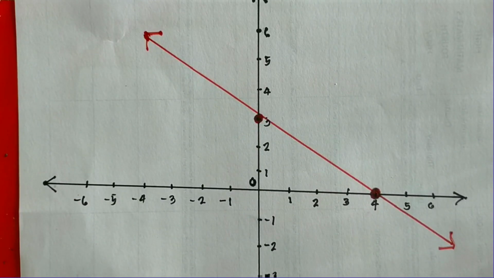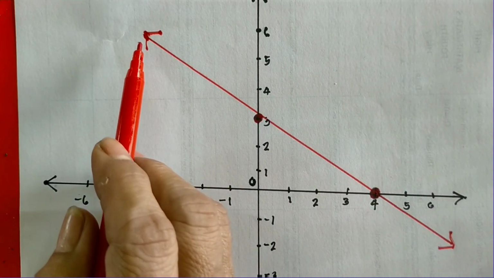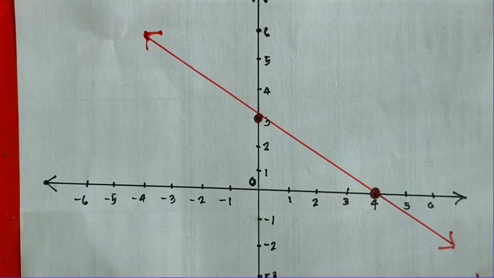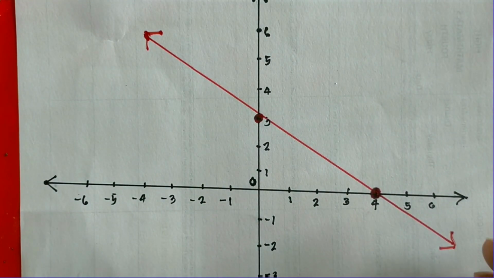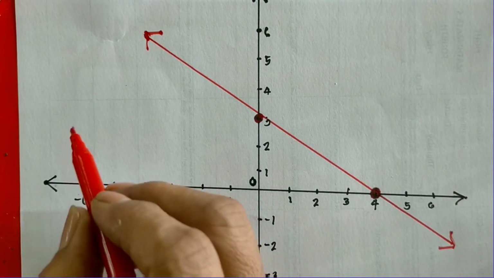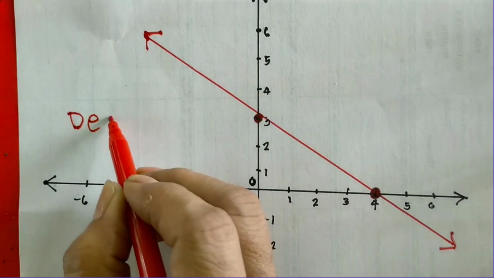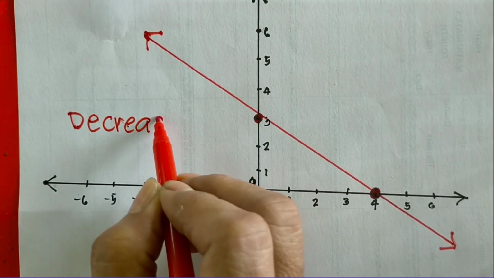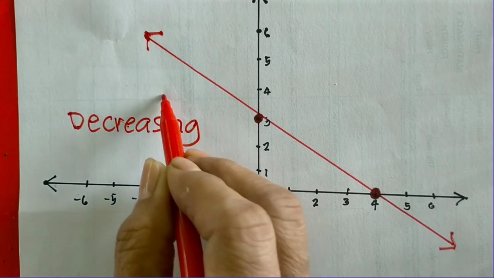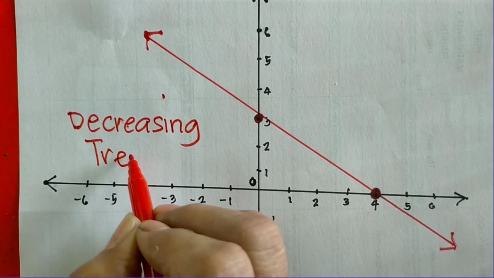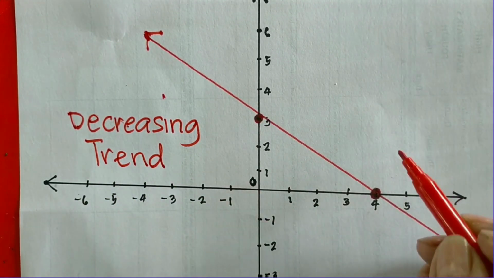Notice that our line goes down to the right, so we will be expecting a negative slope. Negative because our line decreases from left to right. So this is a decreasing trend, and our slope is negative.